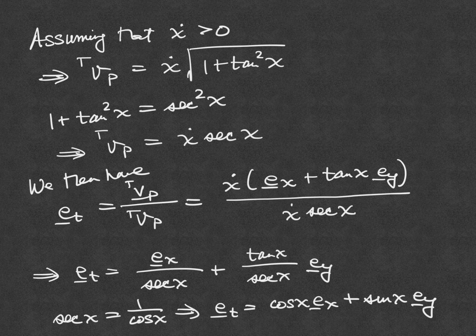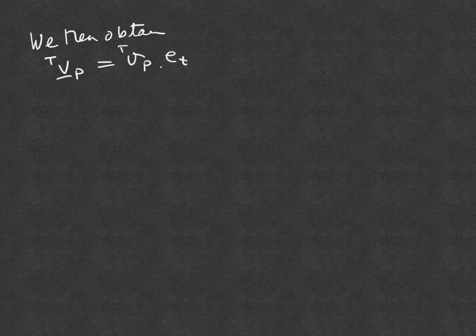So now we know the speed, we know the tangent vector, and so now we can write the velocity in terms of the speed and the tangent vector as follows. We then obtain that the velocity of P as viewed by an observer fixed to the track is equal to the speed relative to the track times the tangent vector, which is equal to x dot secant x times the tangent vector.